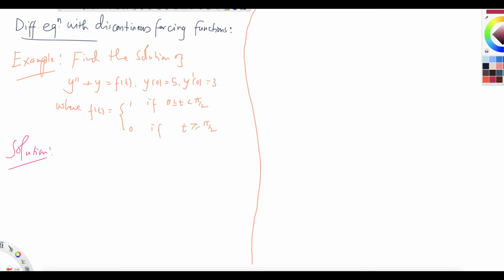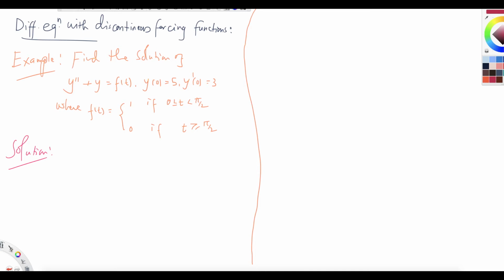The right hand side function is not a continuous function or step function there, maybe piecewise continuous. So we want to solve this differential equation. We have y double prime plus y equals f(t), where f(t) is given like that, and y at 0 is 5 and y prime at 0 is 3.